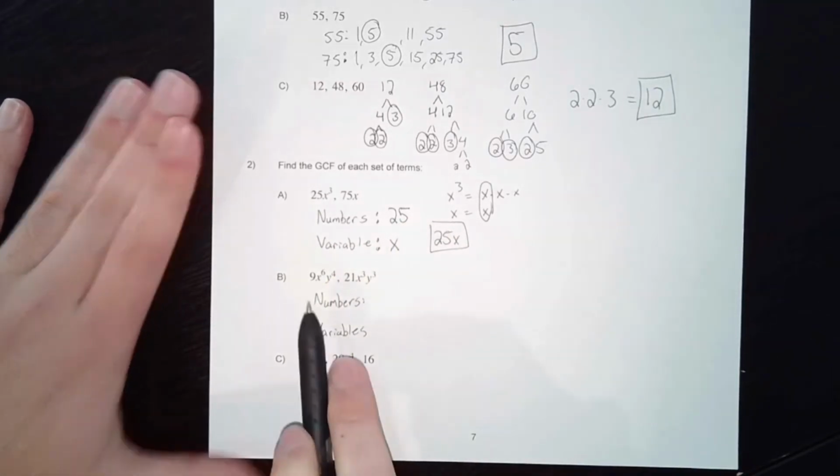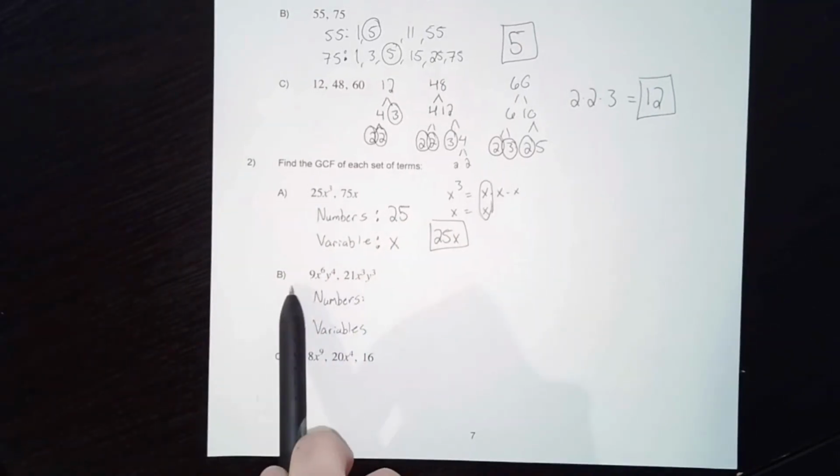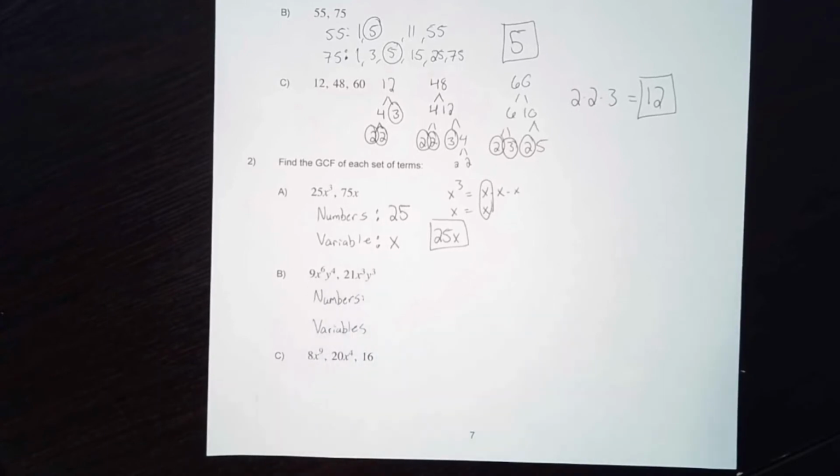Okay, numbers for the first one here. I have 9 and, part B here, I have 9 and 21. Now, I'm not going to make the list of these ones because what I want you to do is just start to get in a habit of trying to figure out what that number is.